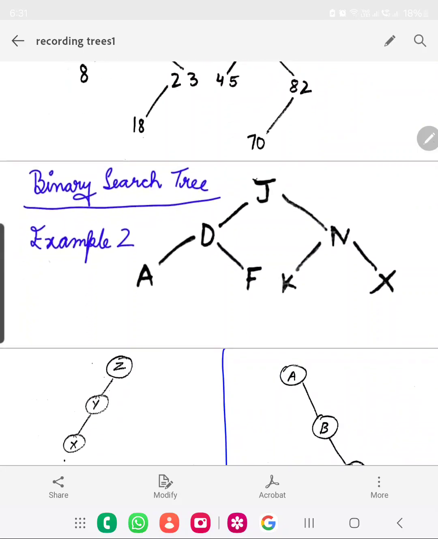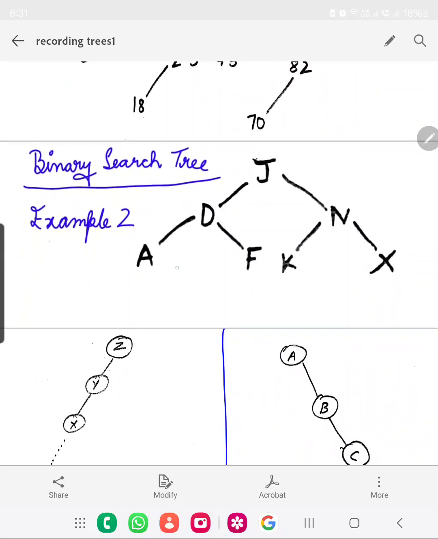Now let's look at example number 2, which is an alphabetical tree. Here, all the nodes which are alphabetically smaller than J come to its left subtree, and all the nodes which are alphabetically greater than J come to the right subtree. And the same procedure is followed for all the nodes.